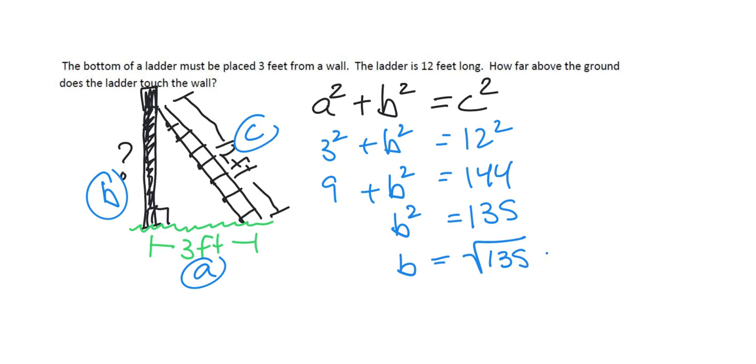Which is approximately equal to, because we probably want to turn this one into a decimal, 11 point something. I don't know what that is off the top of my head. I don't have my calculator with me. So 11 point something, though. You'd have to use the calculator to figure that out. All right. So anyways, again, something to think about when you're drawing your picture.